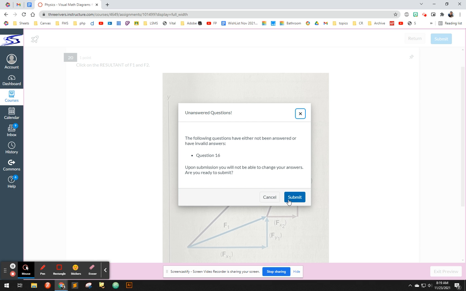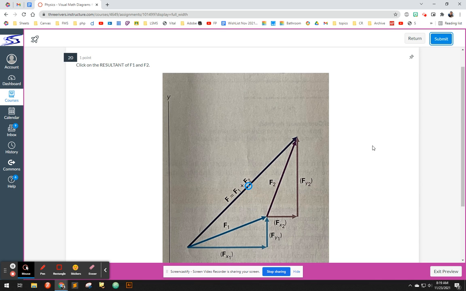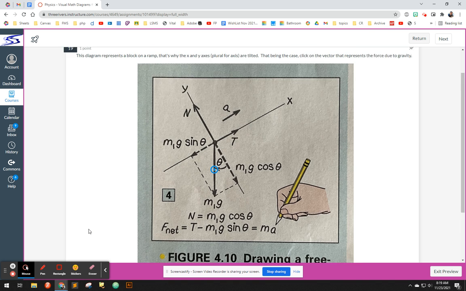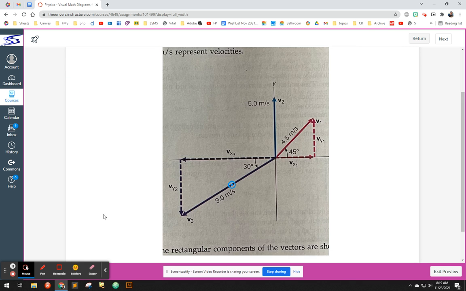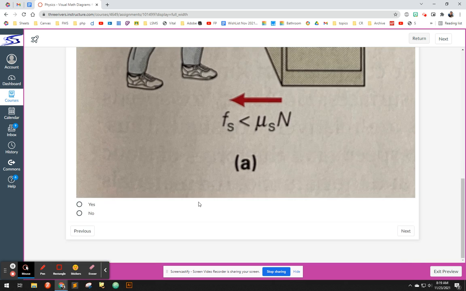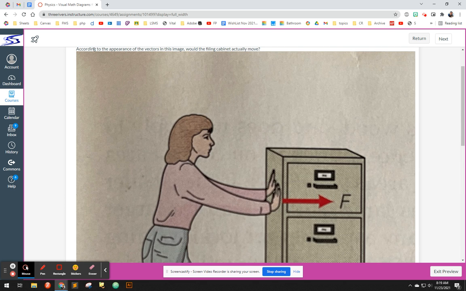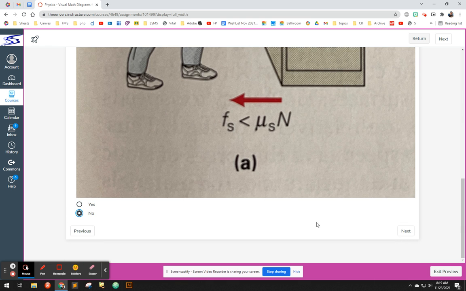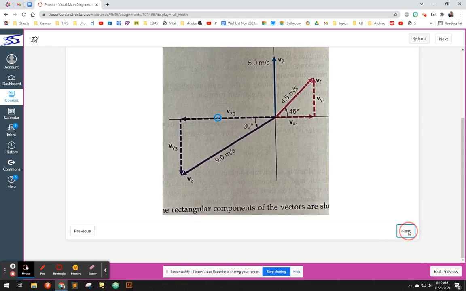Unanswered questions. Number 16. How did I not answer that? Have invalid answers. Question 16. Okay. How do we go back? I've never had to go back. 16. Did I not click on anything? I must have been talking. Oh, yeah, okay. Would this filing cabinet actually move? No. Next.